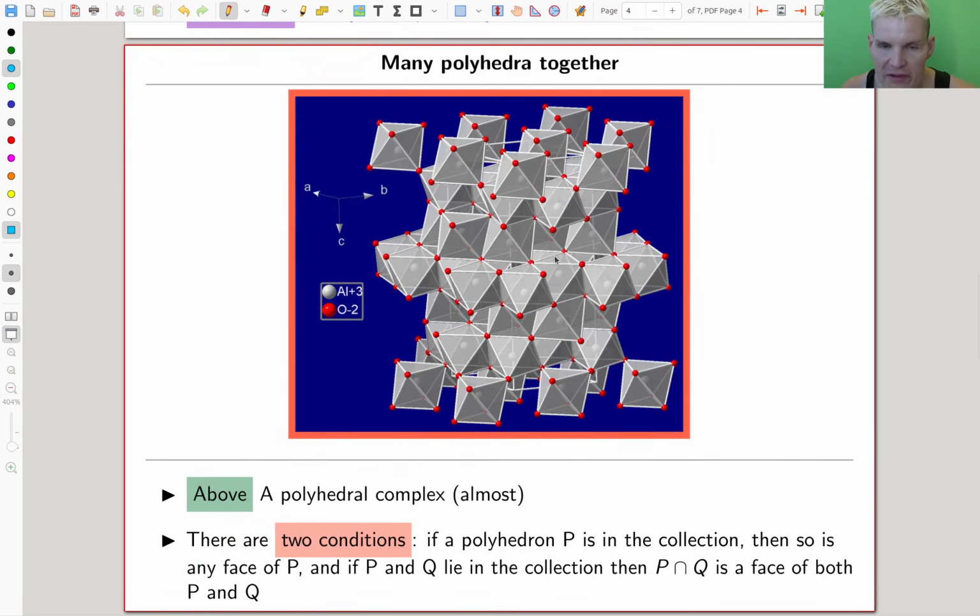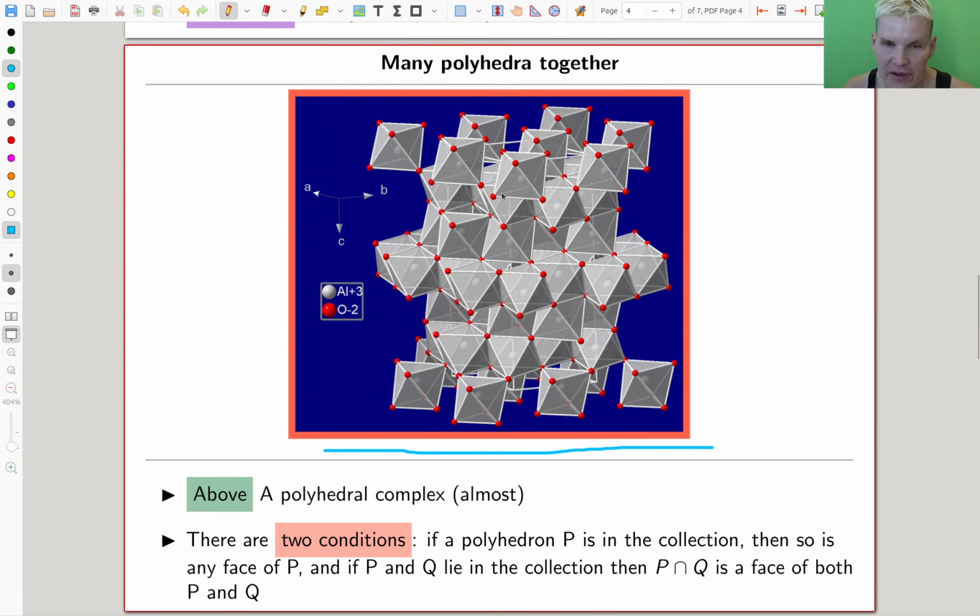And what people usually then do is they glue them together, and it's called a polyhedral complex. So here, certain crystals and whatever, they tend to be polyhedral complexes. Don't worry too much that this is not really a polyhedral complex. I'll let you figure out why. But in math, we give it two conditions. So it's a collection of polyhedra. Yeah, that's what a polyhedral complex is supposed to be.